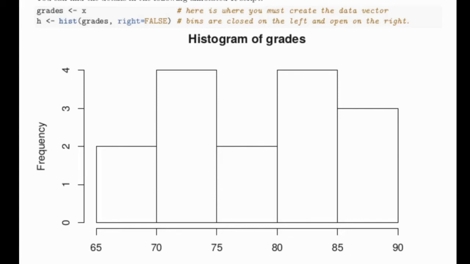There are two values between 65 and 70. There are four values between 70 and 75. When we called hist, it drew this histogram. We also saved the histogram in an object called h.